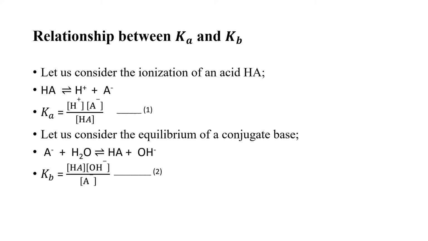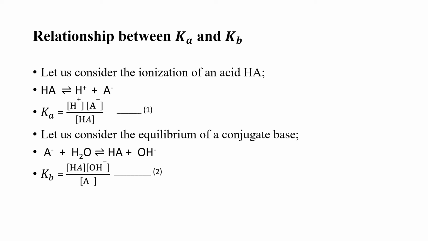For this purpose, we have an acid HA. It's undergoing ionization, and we can write the Ka expression for this as we have already written it. Now, HA gives out a proton and a conjugate base, A negative. Now consider this conjugate base, and we will make an aqueous solution of it. It's undergoing ionization in the second step.